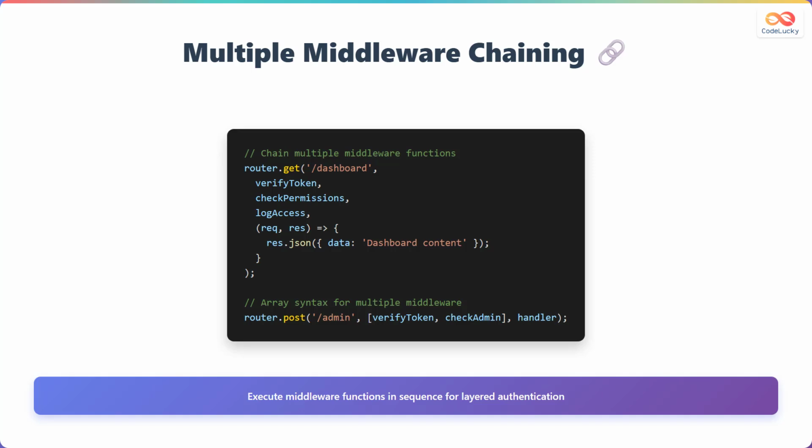You can also use array syntax to achieve the same result. For the /admin route, we pass verifyToken and checkAdmin as an array, ensuring that both middleware functions are executed before the route handler. Execute middleware functions in sequence for layered authentication.